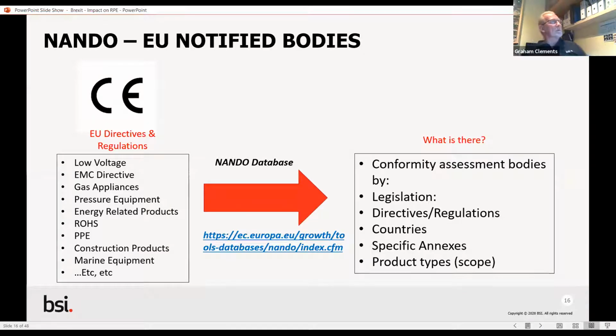So in the EU, obviously, all of the notified bodies that you go to for conformity assessment for EU directives and regulations, PPE's on the left there, and you can look those up in the NANDO database, and there's a link to it there when you get the presentation afterwards. And so there's conformity bodies by legislation, directive regulations, countries, specific annexes and product type, which is their scope. So you can actually look in the NANDO database and pick on any of those search characteristics to find out who the notified bodies are.